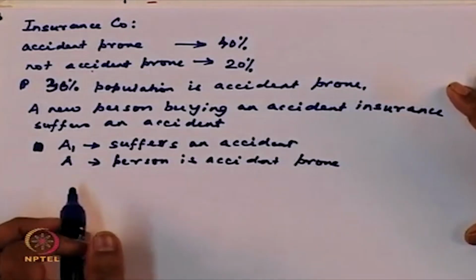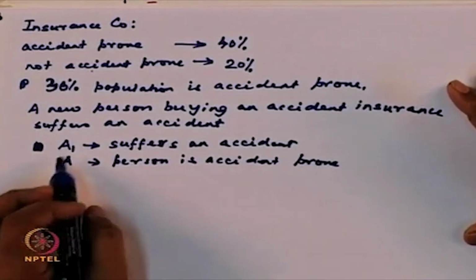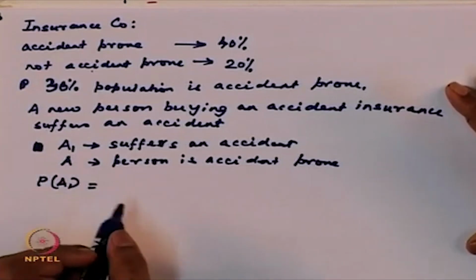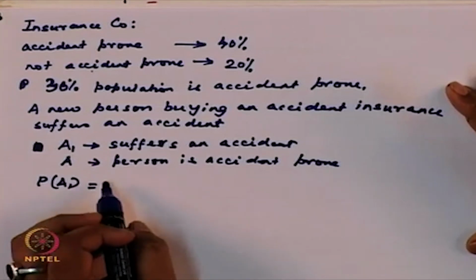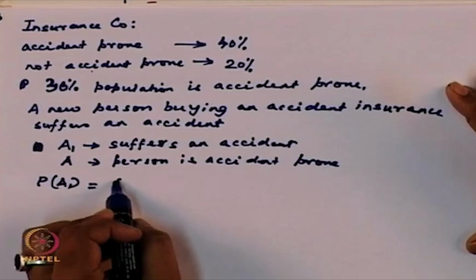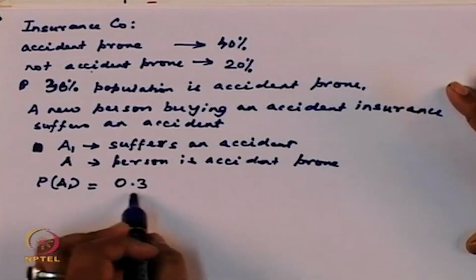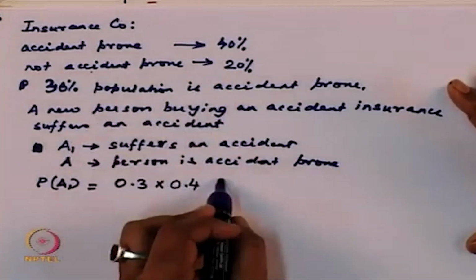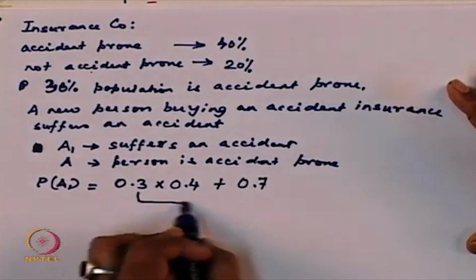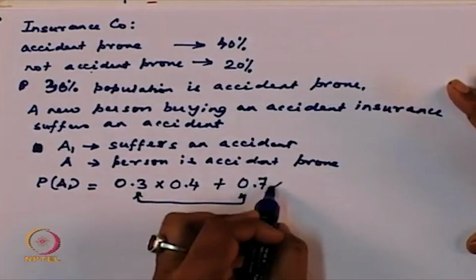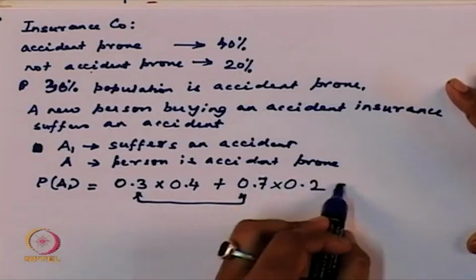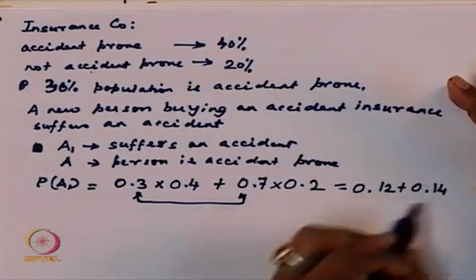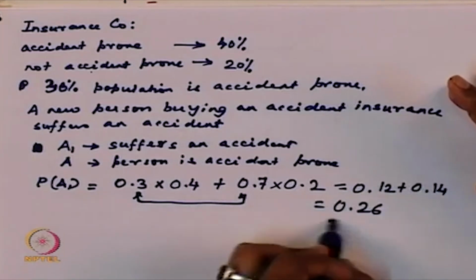So, I want to calculate the probability of A1, which I can write by conditioning on whether the person is accident prone. 30% of my population is accident prone, and with 0.4 probability they will have an accident, and for the remaining 70%, these being complementary events, the chance of having an accident is 0.2. So, this gives me an answer of 0.12 plus 0.14 equal to 0.26.